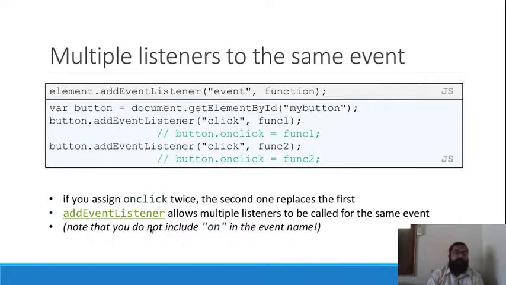Note that you do not include "on" in the event name. When you use the event like onclick, it will be the second one that is used. The first statement will not be used, it will be the second statement. But if you use click, you are actually calling both function1 and function2 when the mouse button is clicked.